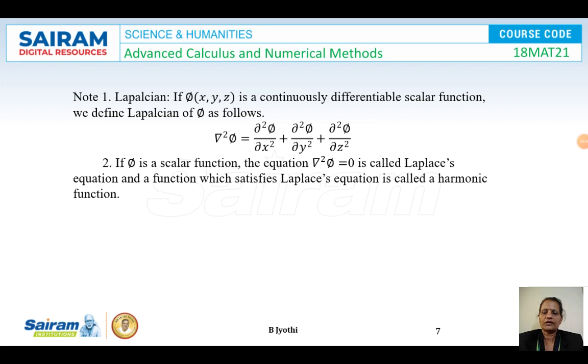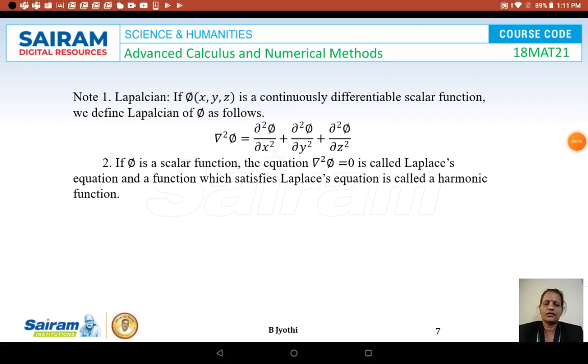Note the Laplacian. What is the Laplacian? If phi of x, y, z is a continuously differentiable scalar function, we define the Laplacian of phi as follows. So del square phi is equal to dou square phi by dou x square plus dou square phi by dou y square plus dou square phi by dou z square.